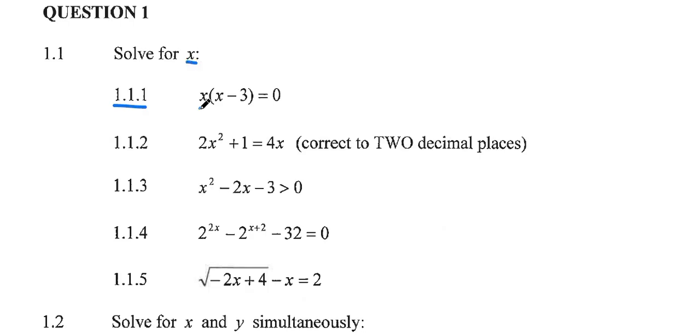Over here we have a quadratic equation that's already been factorized. So all we have to do is set our factors equal to 0. So we just have x is equal to 0, which we cannot simplify, or x minus 3 equals 0, which we know will just be x is equal to 3. No simplification needed. That is only 2 marks.